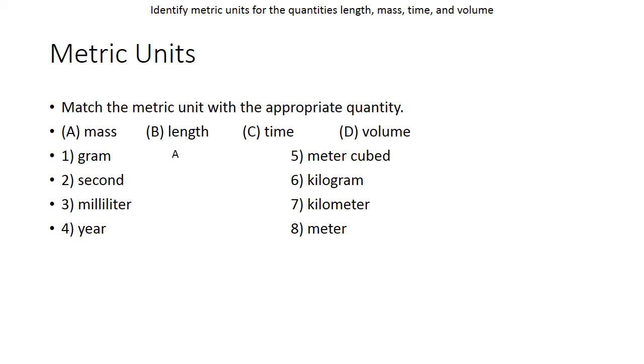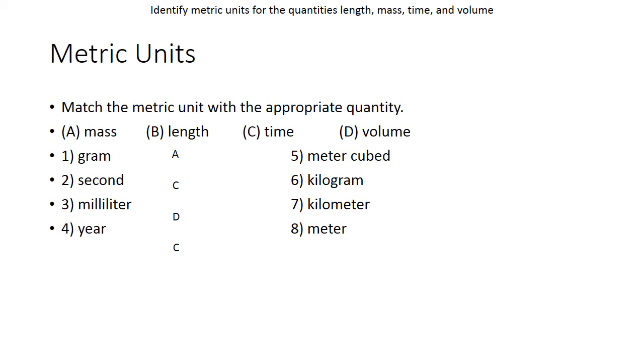Alright, the gram is a unit of mass, so A. Second, that's a unit of time, C. Milliliter, notice milliliter, not millimeter, that's often confusing for students. Milliliter is a unit of volume, D. And then a year, that's a unit of time, C. I'm not sure why my answers are not lining up with the questions, something about the formatting. Anyway, going to 5 through 8 here.